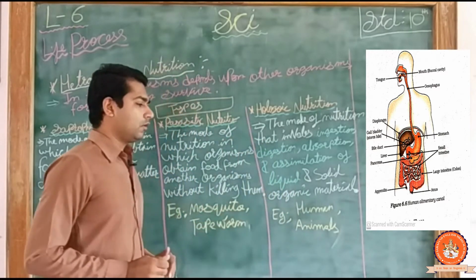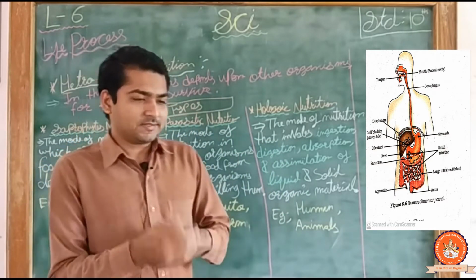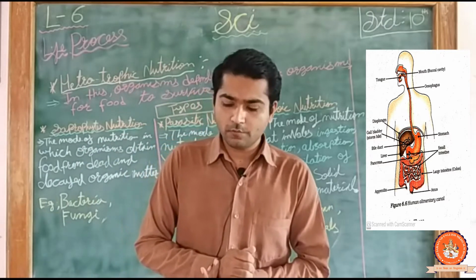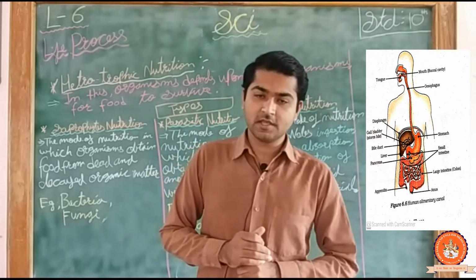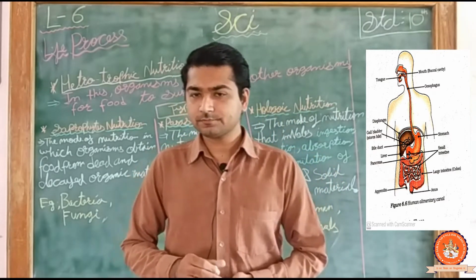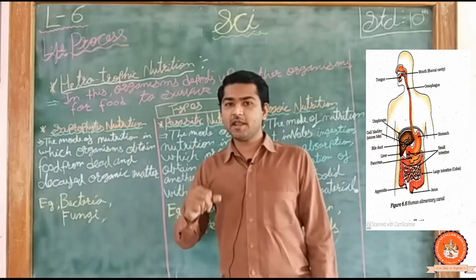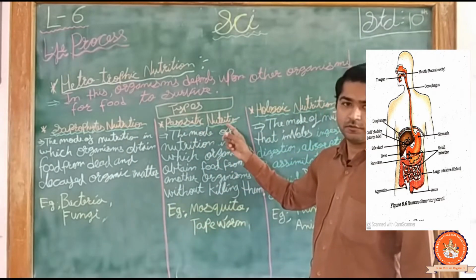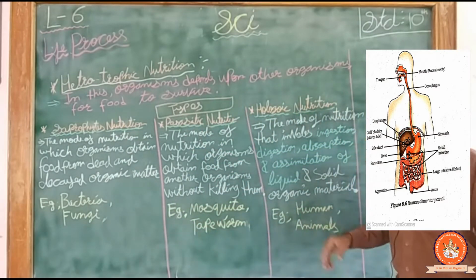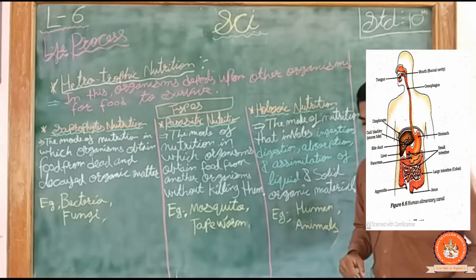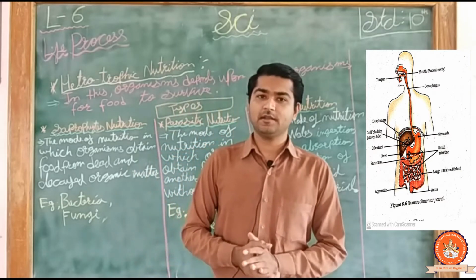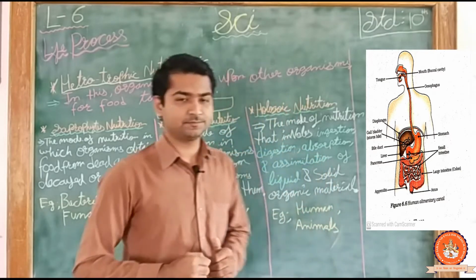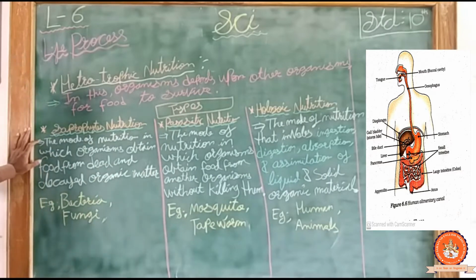Clear? So from this, after searching and understanding, we get to know that there are three types of heterotrophic nutrition. The first one is saprophytic nutrition. The second type is parasitic nutrition, and the third one is holozoic nutrition. Now we will understand one by one its definition and its example. Let's start. I have written the definition on the board. If you want, you can write it from your textbook.